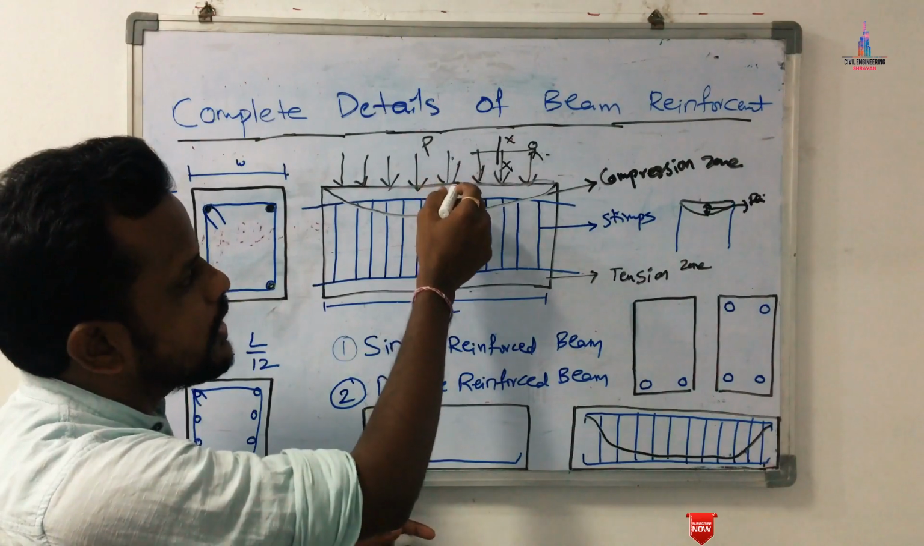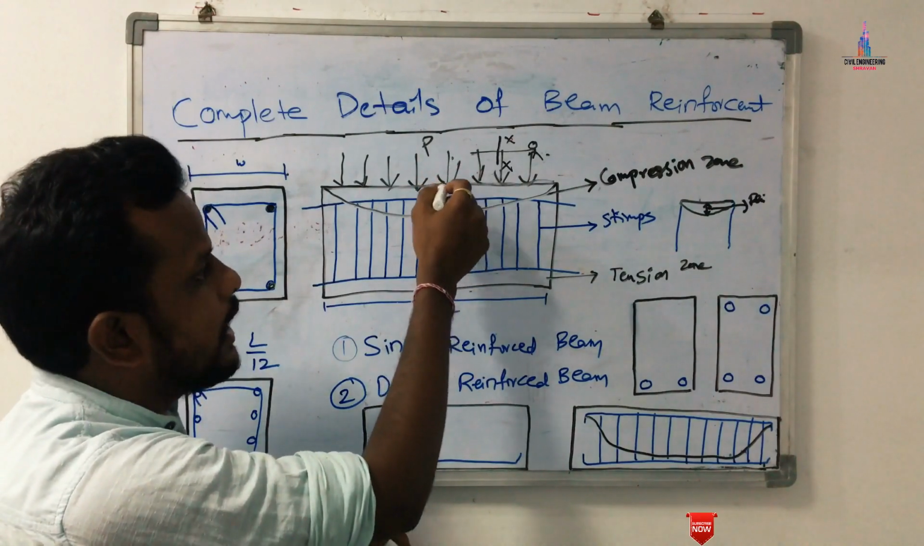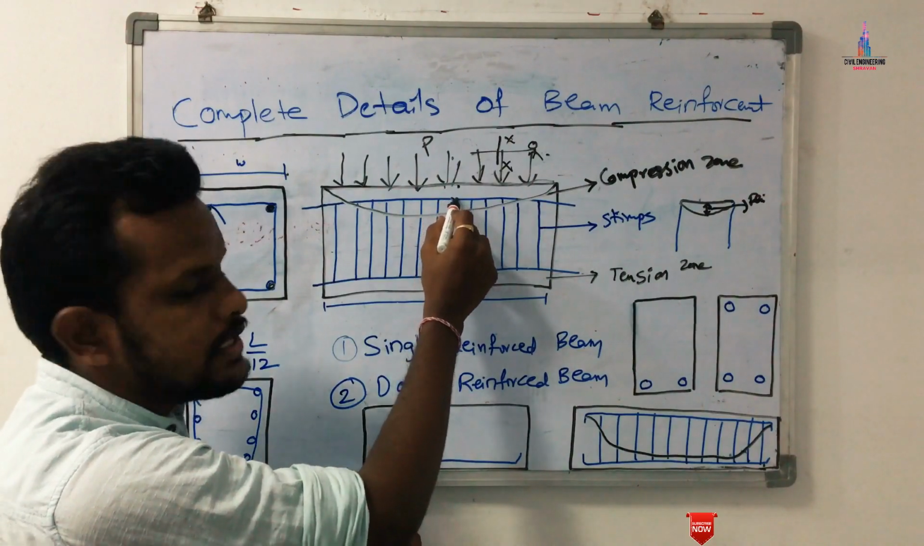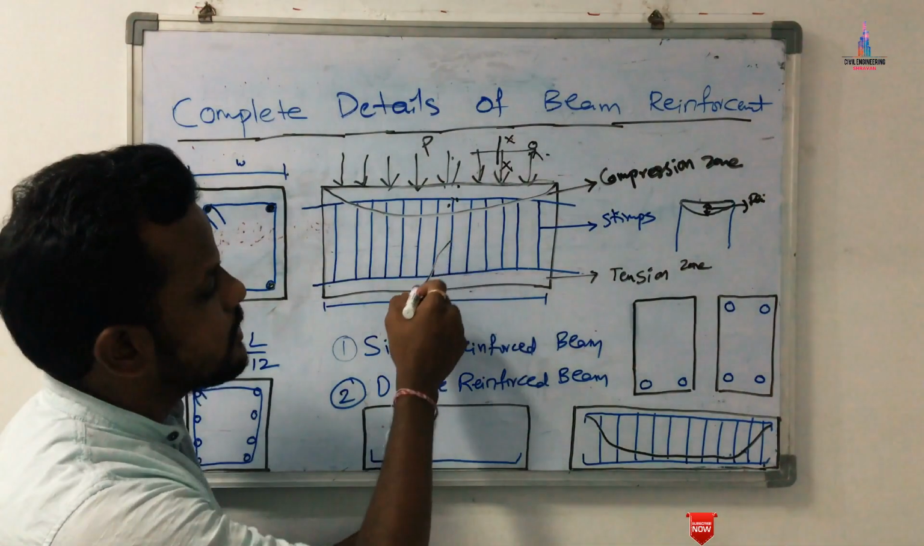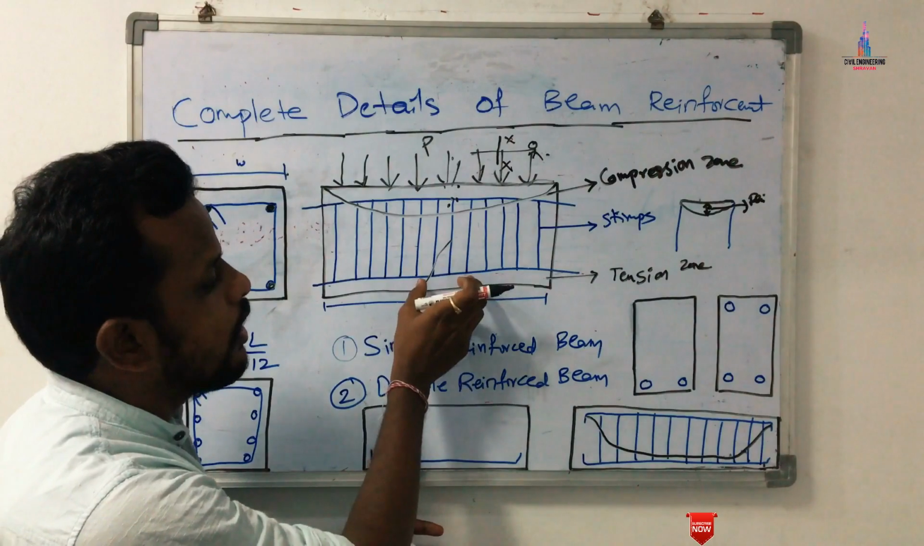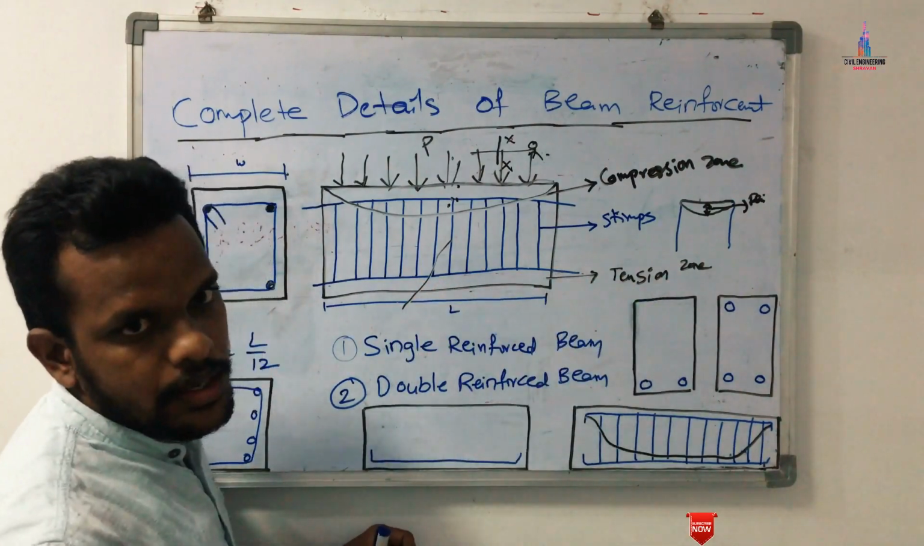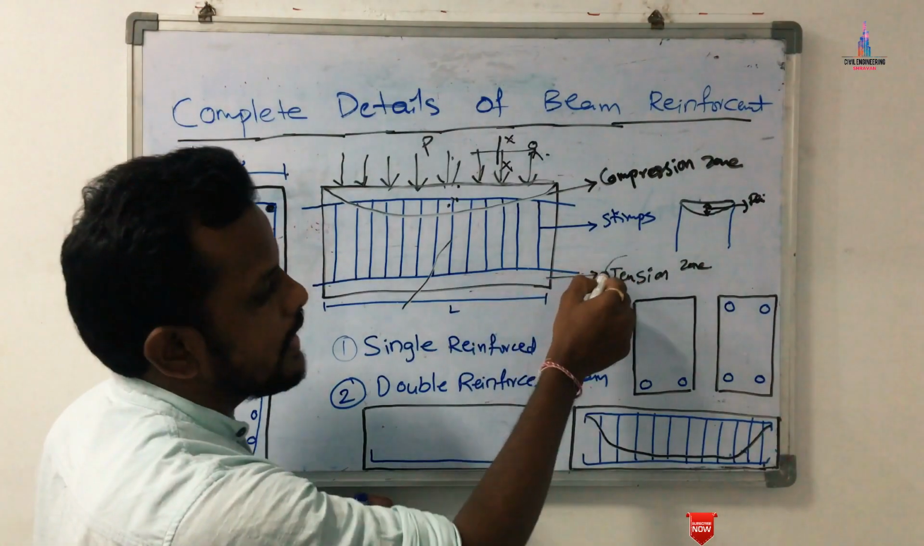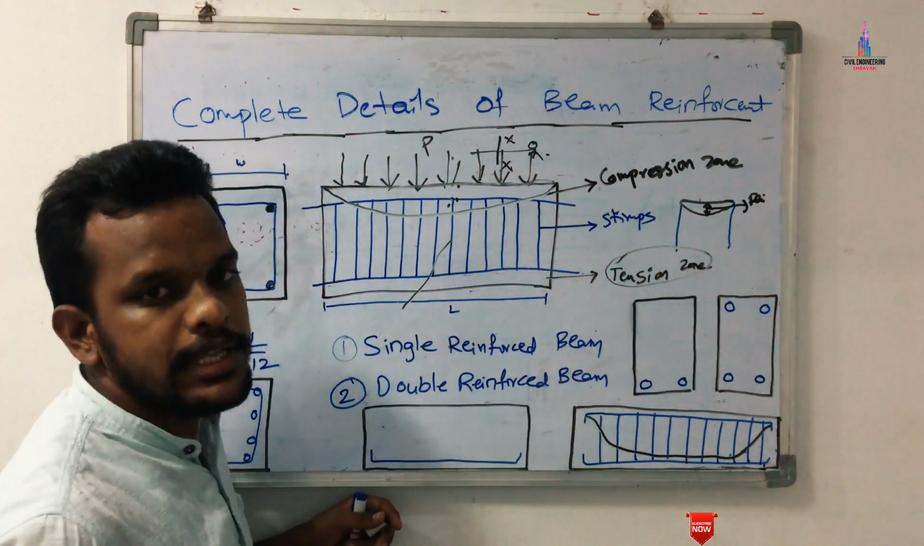Why? Because the load is applied on that surface and the beam is compressed here. Due to the presence of that compression load, the beam will try to break at this position, which we call the tension zone. To overcome the failure of the beam section, we concentrate on the tension zone reinforcement section. Please remember this point.